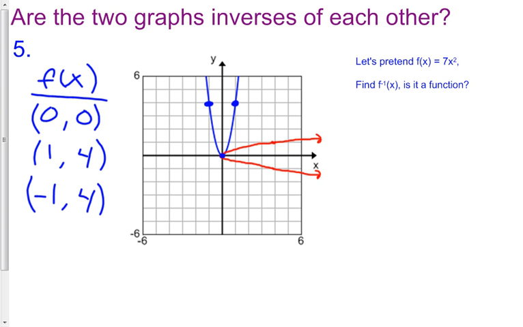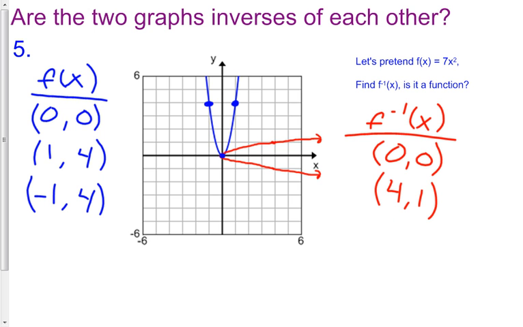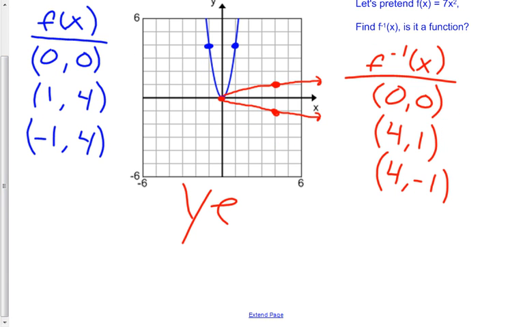If the red parabola is indeed the inverse, we know that it will have the opposite of those points, or the reverse of those points. So the inverse function of x should have 0, 0 when I switch around the x and y, 4, 1, and 4, negative 1. Let's see if they do have those points. 0, 0, looks like that's the vertex. Right 4 up 1, that point is on there. Right 4 down 1, that point is on there. These are inverses of each other. So you can write yes.